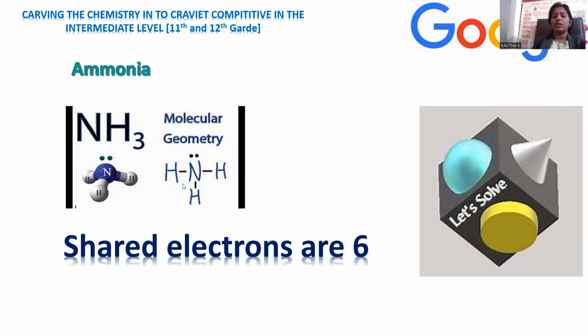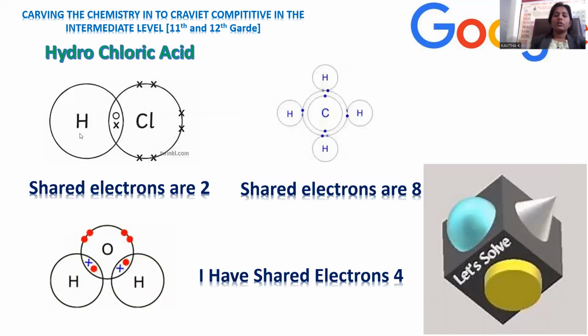Whatever electrons participate in covalent bonds will count for the sharing of electrons. How many are there? One bond indicates 2 electrons. 2 plus 2 plus 2, total 6 electrons are in sharing. Move on to hydrogen chloride. In this hydrogen chloride, hydrogen is giving 1 electron, chlorine is giving 1 electron, and both are shared. So shared electrons are only 2.